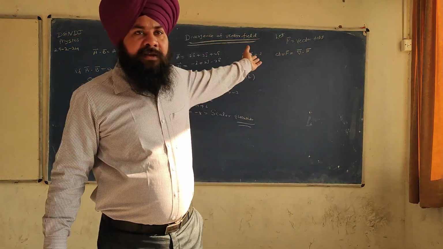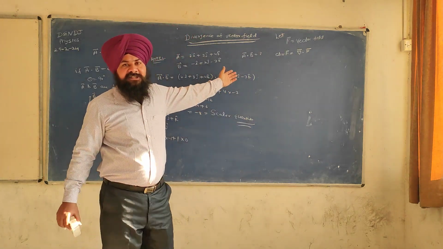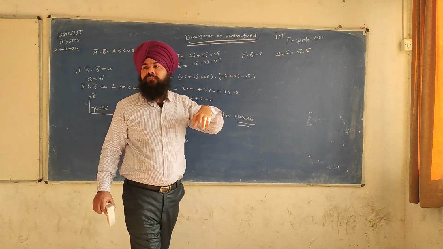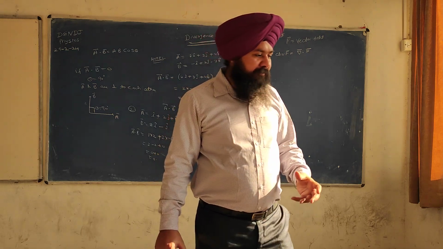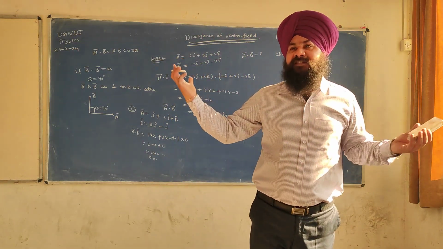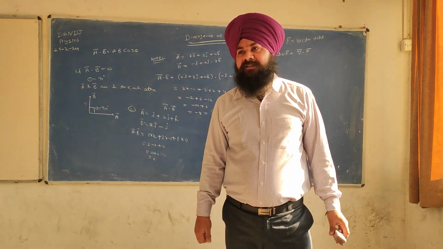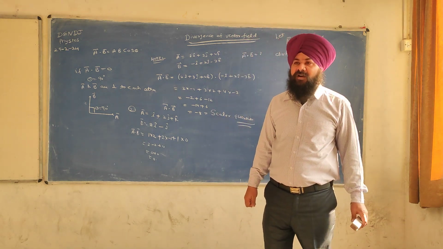So in our case divergence is nothing but the amount of flux diverging through a surface. That is called a divergence.